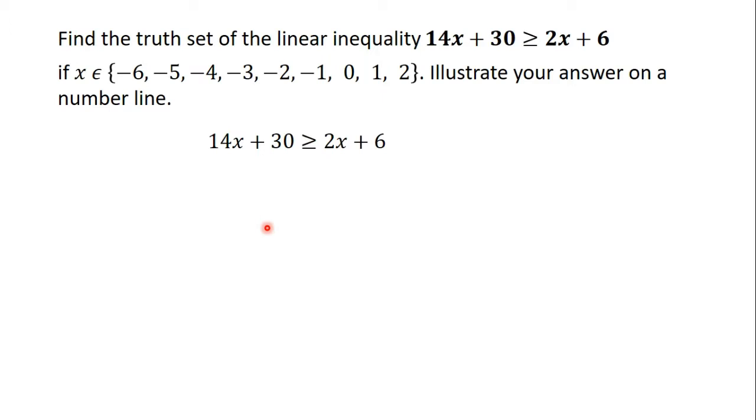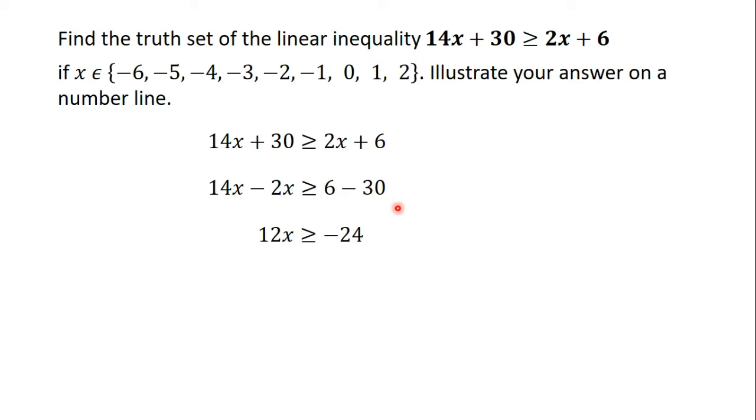We group like terms as we've been doing all along. I always want to keep the terms with the variables on the left hand side, then I'll keep the terms without the variables on the right hand side. So I'm going to have 14x minus 2x is greater than or equal to 6 minus 30. You've done a lot of these examples, so you should be conversant with grouping like terms by now. 14x minus 2x will give us 12x greater than or equal to 6 minus 30, which gives us minus 24.